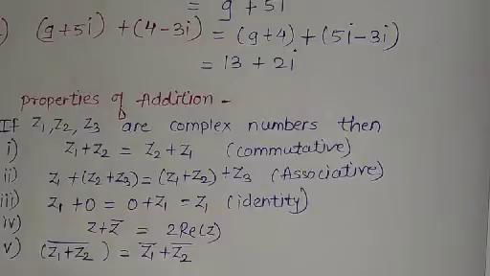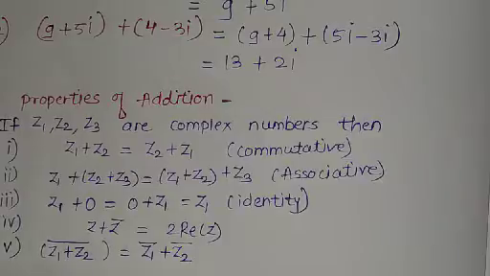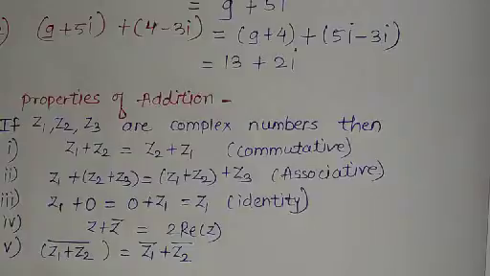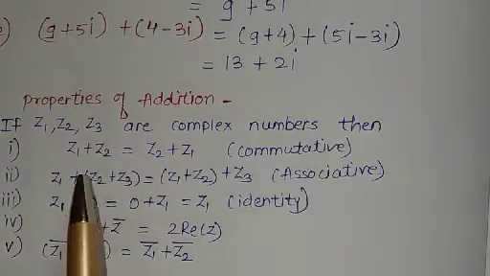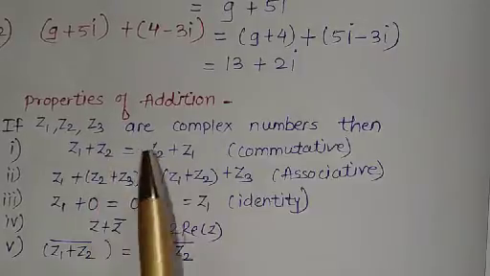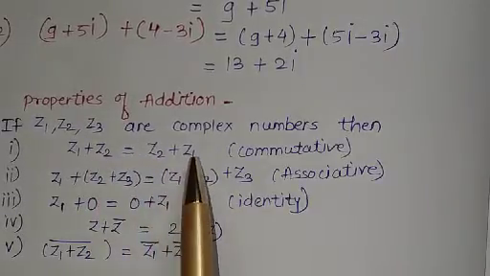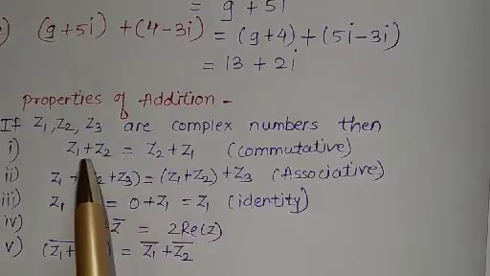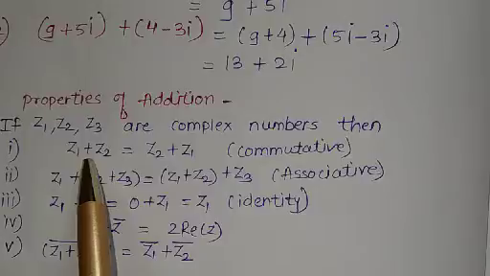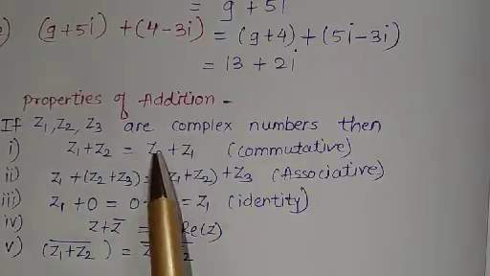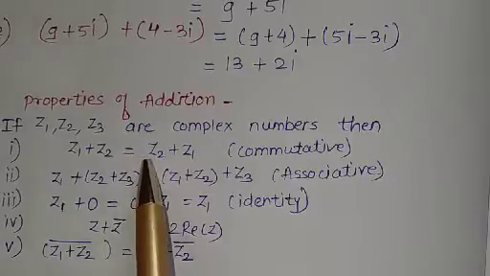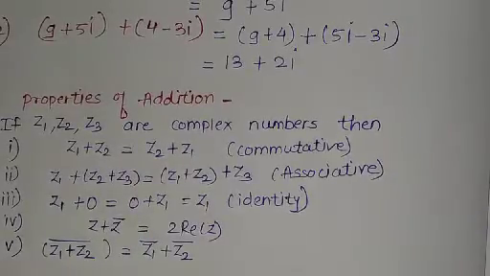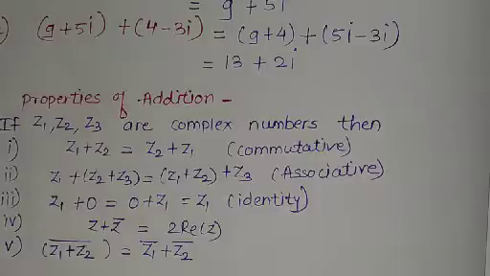Now we'll see about the properties of addition. For this, consider the three complex numbers, that is Z1, Z2 and Z3. Our first property for addition is nothing but Z1 plus Z2 is equal to Z2 plus Z1. For two complex numbers, we take addition of these two complex numbers, and addition is simply Z1 plus Z2 is equal to Z2 plus Z1. This is nothing but commutative property.